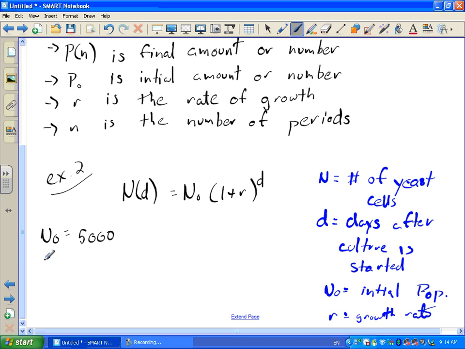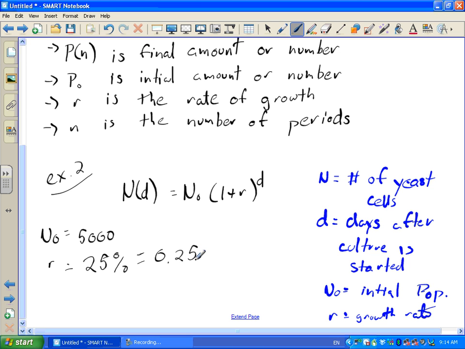Our growth rate is what? Okay, 25%. Now, I will put it in as 25 for R. I have to change this percentage to a decimal. So what does it become as a decimal? 0.25. Very good, Lewis.